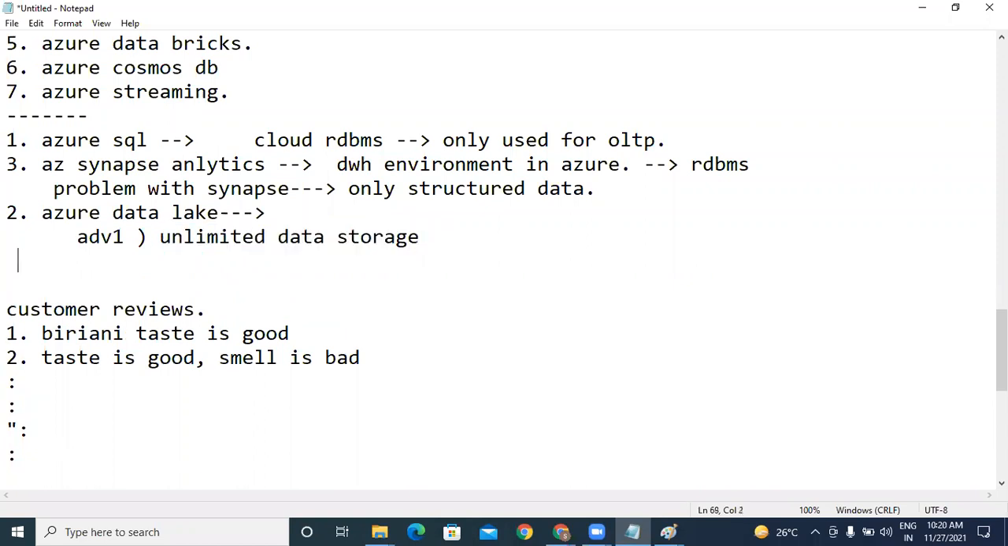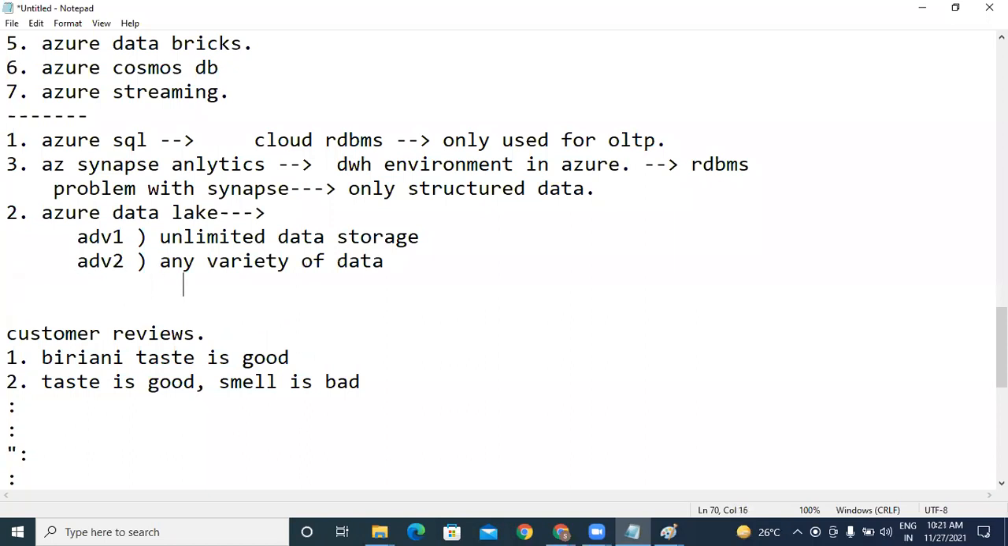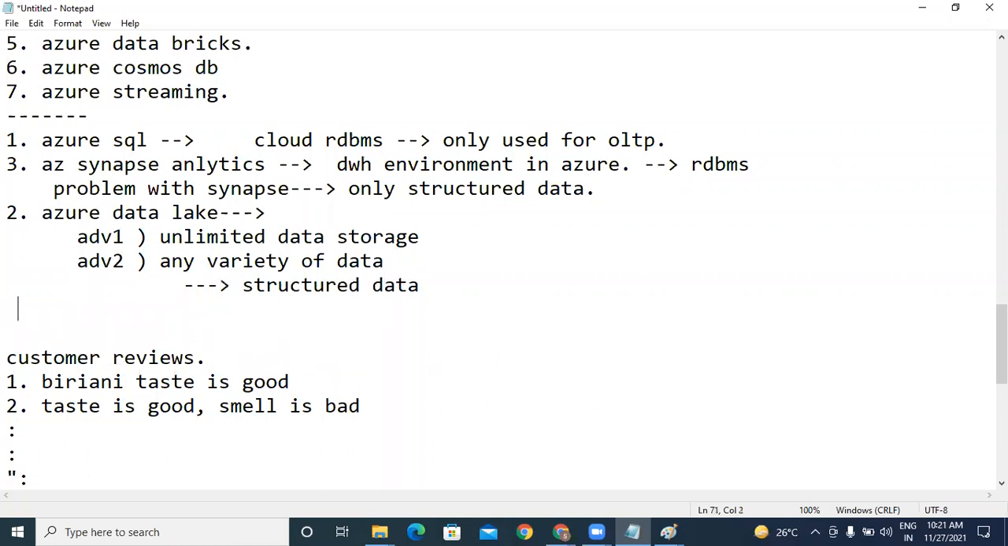And the second advantage, observe all of you, this is very important and required for us: any variety of data. If I am able to store any variety of data, later I can process it. What are the different varieties of data? Number one, structured data, which you already know. Then semi-structured and unstructured.